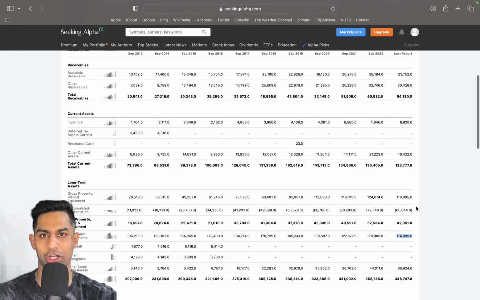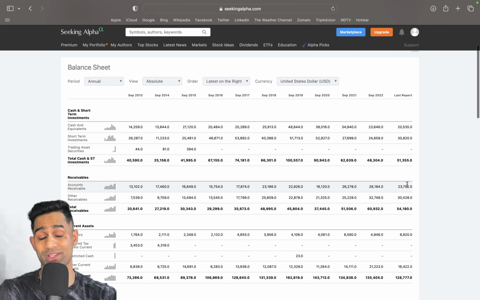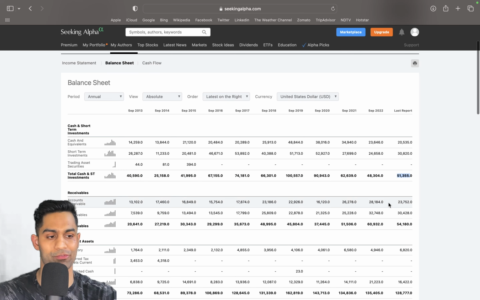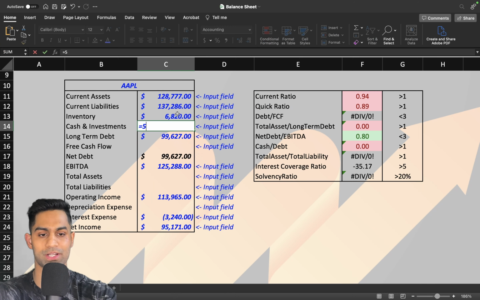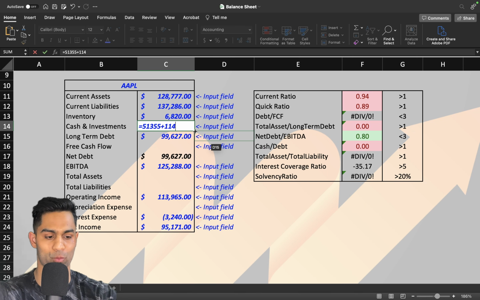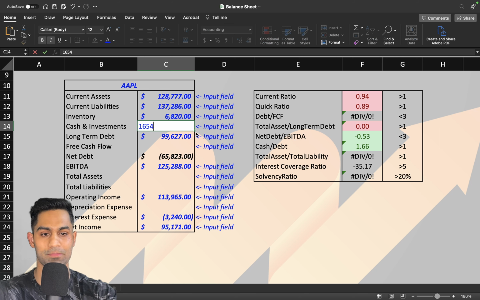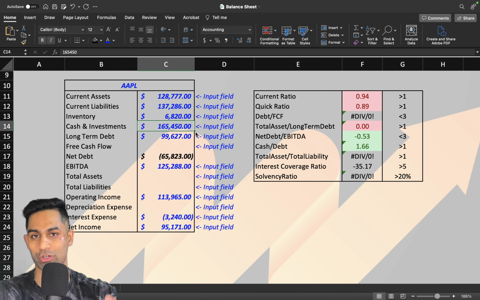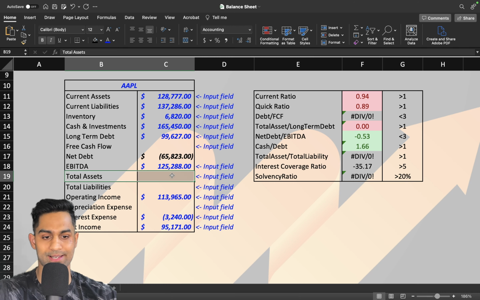$114 billion. So we pretty much are going to take that sum, 114.095, and 51.355. So we're going to plug those numbers in. So that is going to be under cash and investments, 51.355 plus 114.095, and that's going to be a total of $165 billion for the company is how much cash and short-term and long-term investments the company has. Total assets is going to be over here.